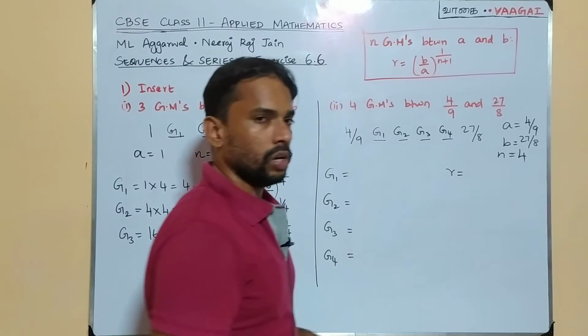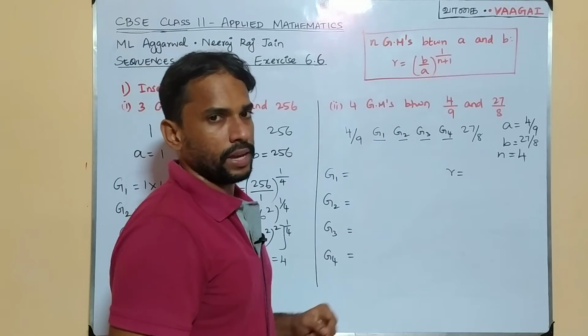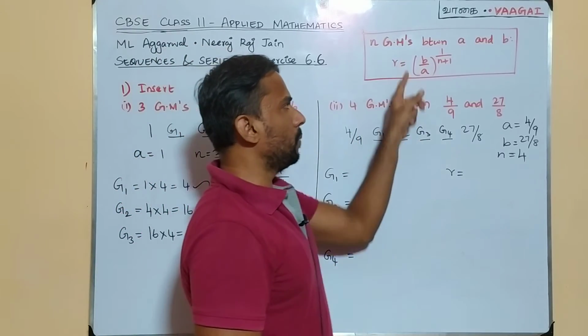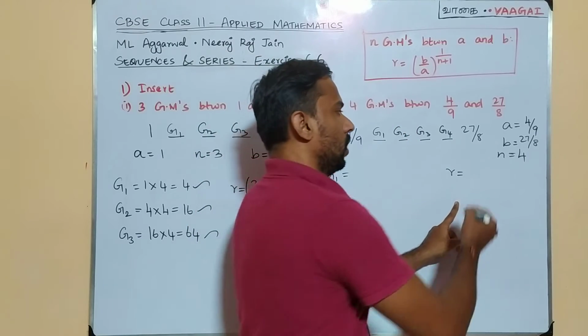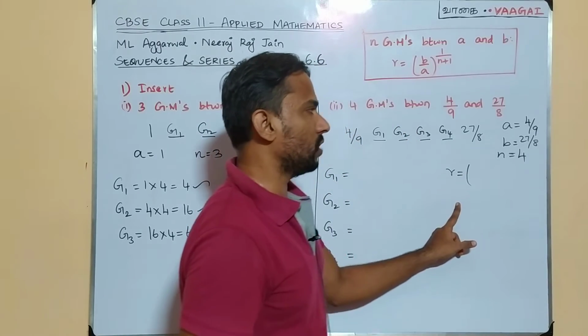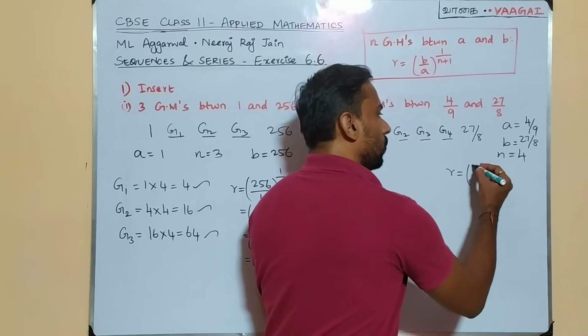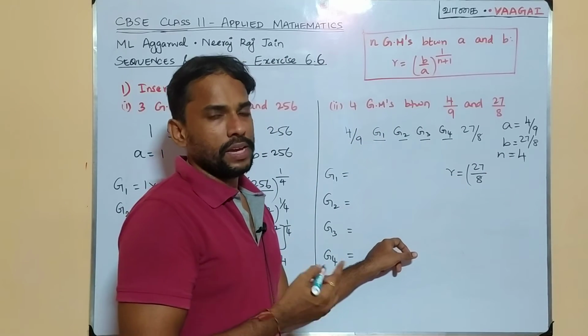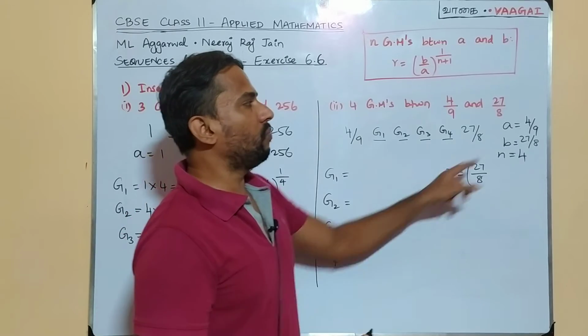So N is equal to 4. Now we can use this formula: B by A, the whole power 1 by N plus 1. First we have to calculate B by A. B is 27 by 8, divided by A, which is 4 by 9.